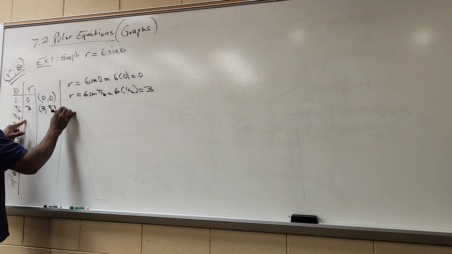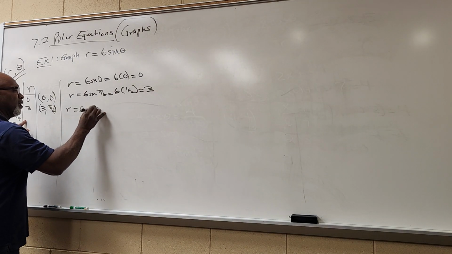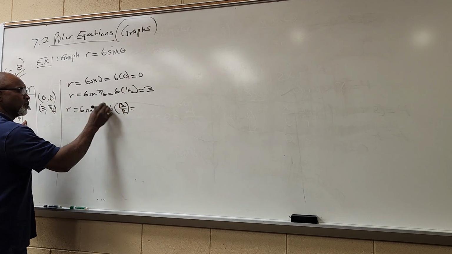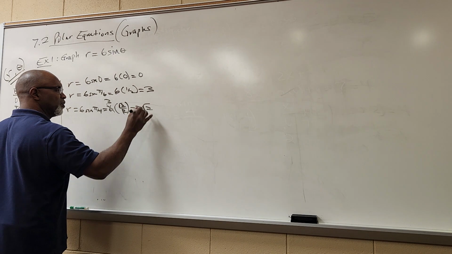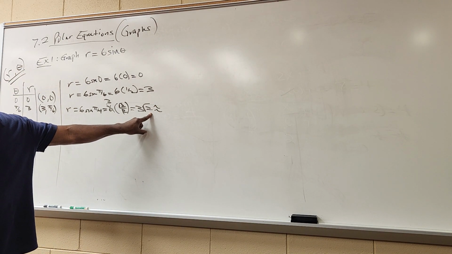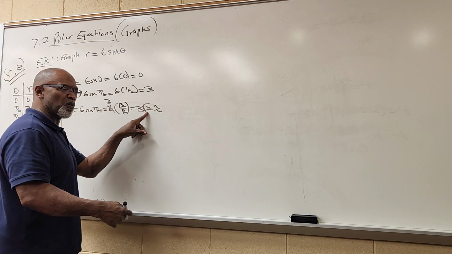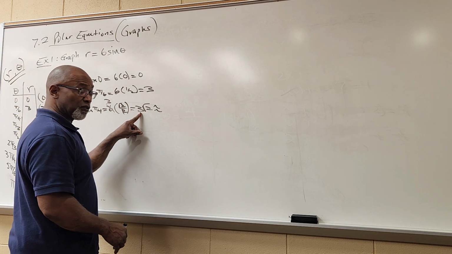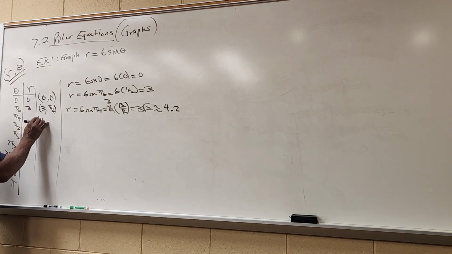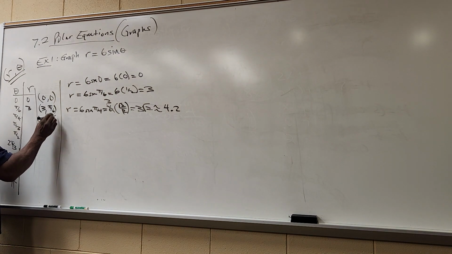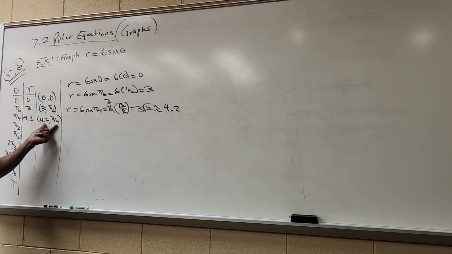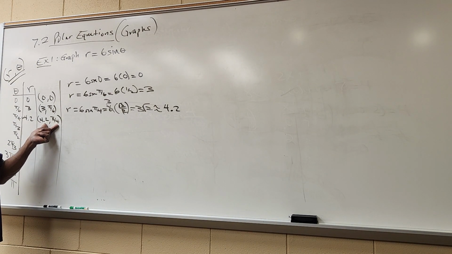And let's check pi over 4. So r equals 6 sine pi over 4. That's 6 times square root of 2 over 2. The 2 goes into 6, 3, so this is 3 square root of 2. If you want, get a decimal equivalent. Square root of 2 is about 1.4, and 3 times 1.4 is 4.2. So when r is 4.2, theta is pi over 4. There's my polar coordinate.